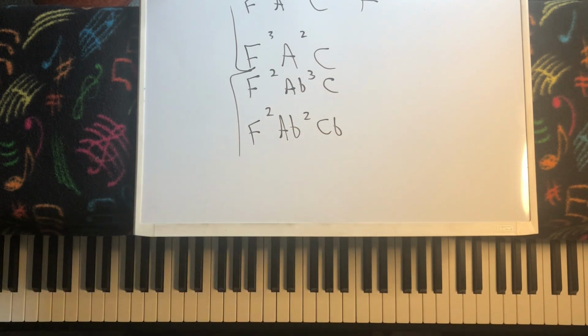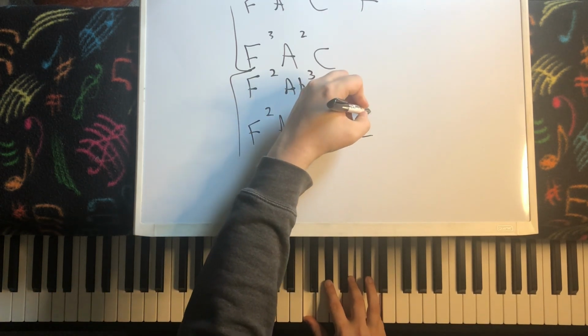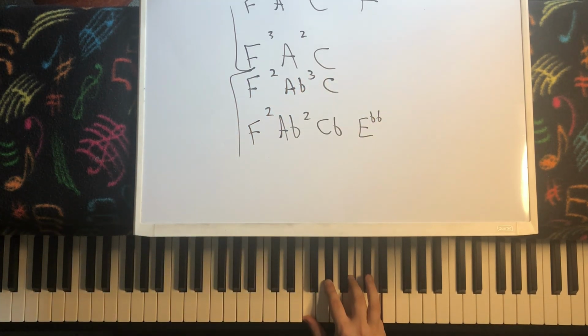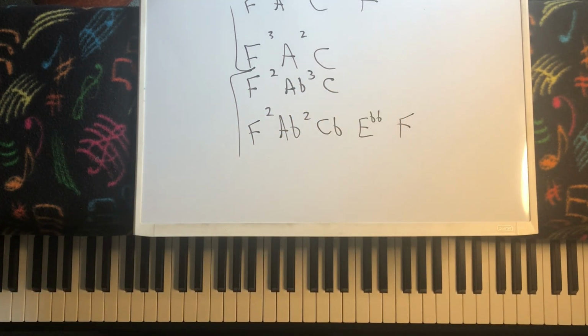Then fun fact with this one, if we keep that pattern going, let's skip 2 more. We end up on D, or really we should say E double flat. That's another conversation for another day. But then if we skip 2 again, we end up back on F. So this one spits you back out on the same root note that you had as well.